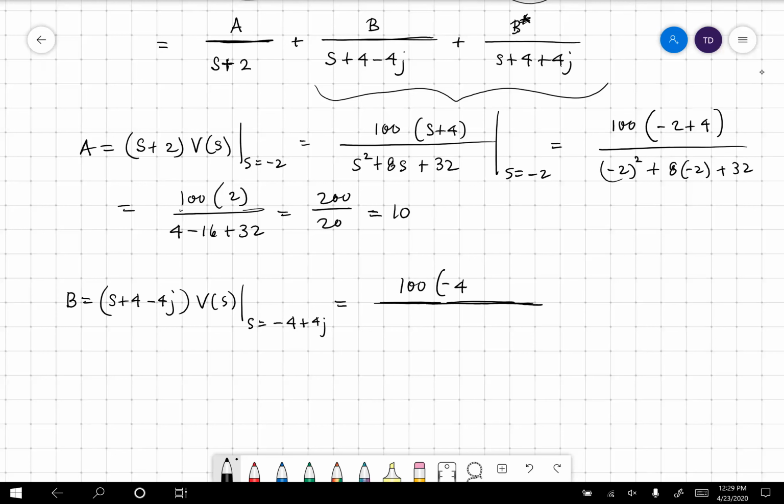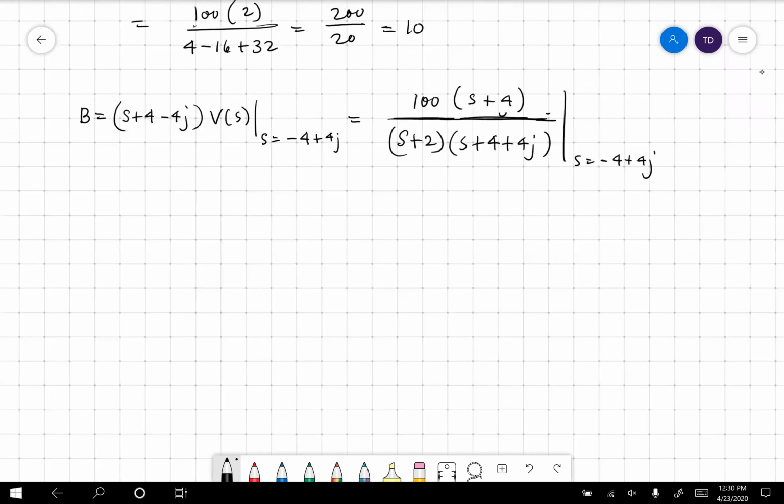So minus 4 plus 4j plus 4. Then in the denominator, I have, actually, I'm substituting it in already. Let me backtrack so you can see what I'm substituting it into, so you have it exactly. So this is S plus 4, and then S plus 2, and then S plus 4 plus 4j. Now I'm plugging in S is equal to minus 4 plus 4j into that. So you can see exactly what I'm plugging this into.